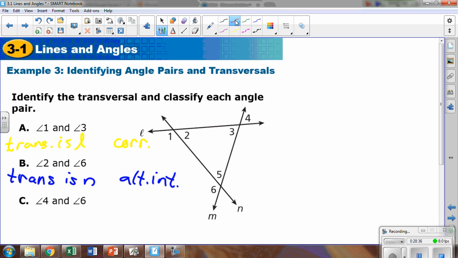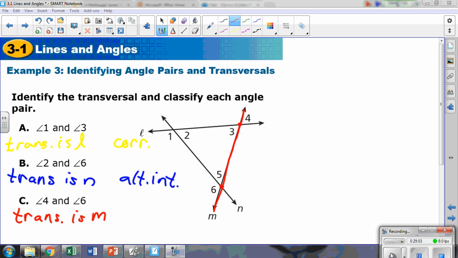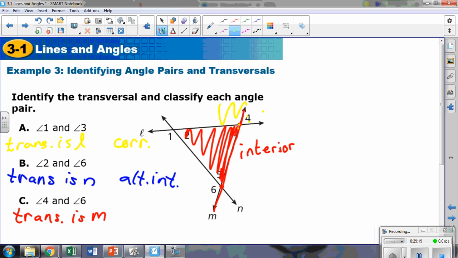And lastly, angle 4 and angle 6. Okay, angle 4, angle 6. When we connect those, we can identify the transversal. So the transversal is line M. And then when we look at these pieces, with this being the transversal, we could look at this several different ways. From here to here, this is of course inside of the angles, so we'd have to recognize this red region as the interior, which of course would force these sections to be the exterior.